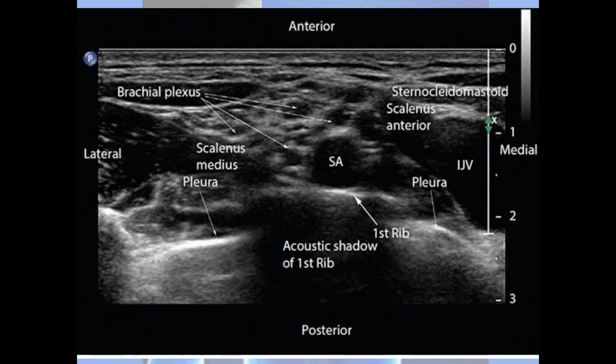So this is the ultrasound anatomy to illustrate the brachial plexus at the supraclavicular level. We identify first the subclavian artery, and then the first rib. Below the rib, you cannot see anything. There's an acoustic shadow because it's bone; the ultrasound cannot penetrate it. Then the pleura, where you can see the sliding sign. The brachial plexus is viewed like a grape-like structure, superficial, lateral, and posterior to the subclavian artery.